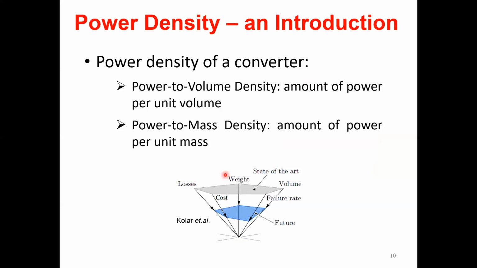Now, there are some other terms which we'll be using interchangeably in this talk, such as power density. Basically, power density can be two things. One is power to volume density, and another is power to mass density. Most times, if you improve one, the other one will also improve. So you want to increase both to the maximum extent possible. Let's say if we are here in the total of losses, cost, failure rate, volume, and so forth, we want to keep bringing this down and down until, if possible, we reach the apex, an ideal system. That's very unlikely, but that's where we all want to go.